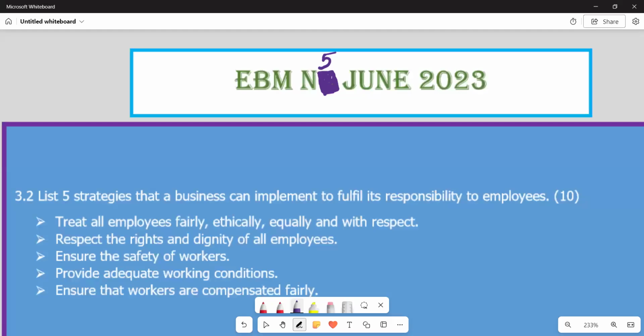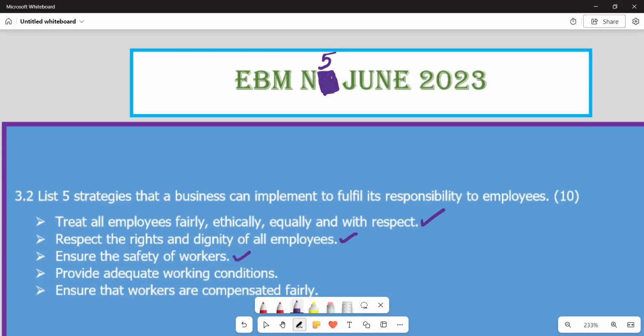The first point is that the business should treat all employees fairly, ethically, equally, and with respect. That's the first responsibility that the business has to its employees. Second point, respect the rights and dignity of all employees. Very important. Then the third point, ensure the safety of workers.